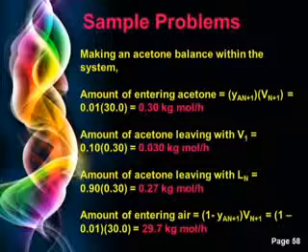Next, we will find the amount of acetone leaving with V1. So that's 0.1 times 0.3. That is equal to 0.03 kg moles per hour. After that, we will calculate the amount of acetone leaving with Ln. That is 0.9 times 0.3, and that's about 0.27 kg moles per hour. And we will compute the amount of entering air. That is the quantity 1 minus Ya(n+1) times V(n+1). That's 1 minus 0.01 times 30, and it is equal to 29.7 kg moles per hour.